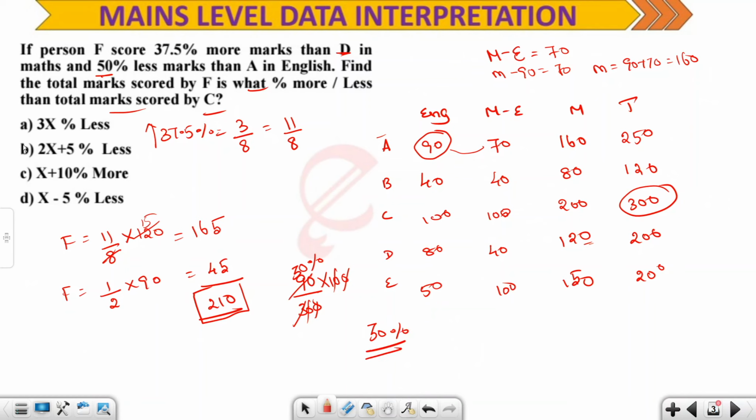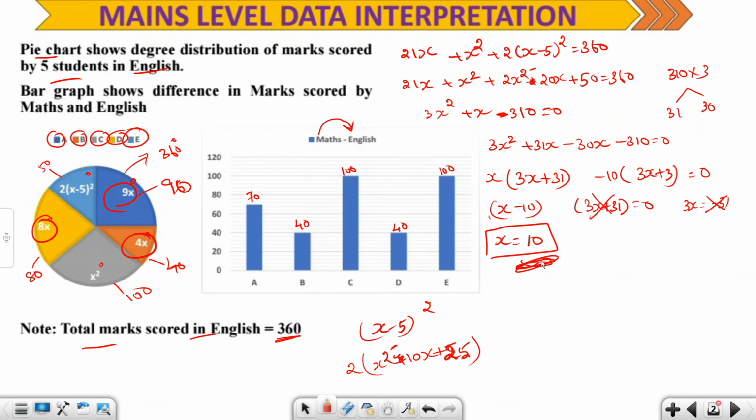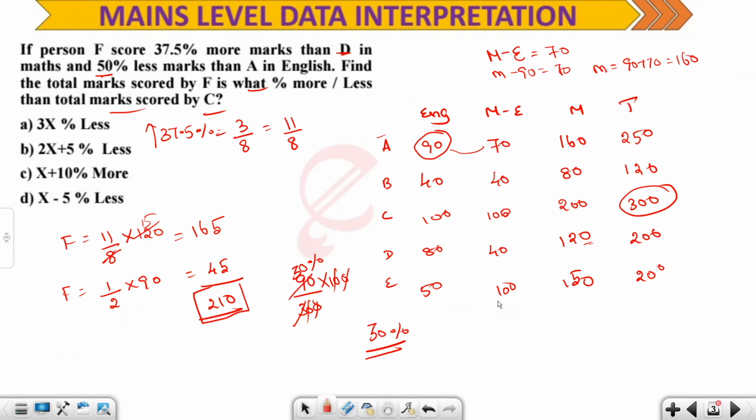But if you observe here, the options are given like 3x percentage less, 2 plus, sorry, 2x plus 5 percentage less. Okay, so now previously we have seen what is the value of x. What is the value of x? Equal to 10. So 30 is nothing but 3 into 10 now, because 3x. Okay, 3 into 10, how much it is? 30 percentage less. Okay, so answer for that one is 30, that is 3x percentage less.